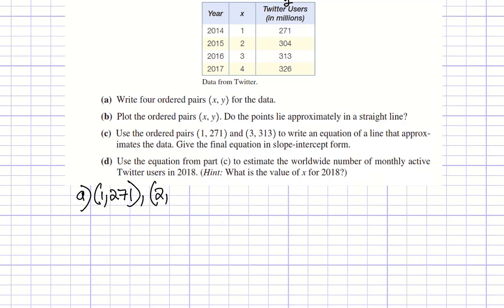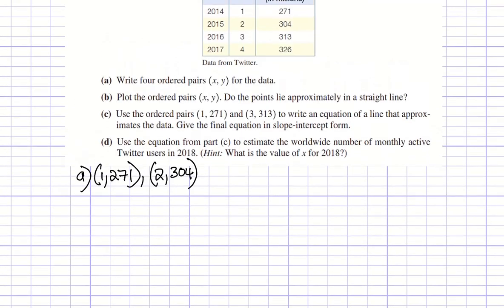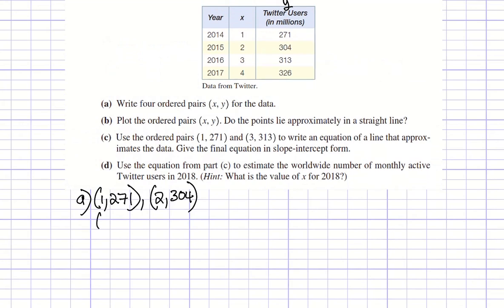2, and what is that? 304. And then 3 is 313, and then 4 is 326. It's not changing much. So those are the others.